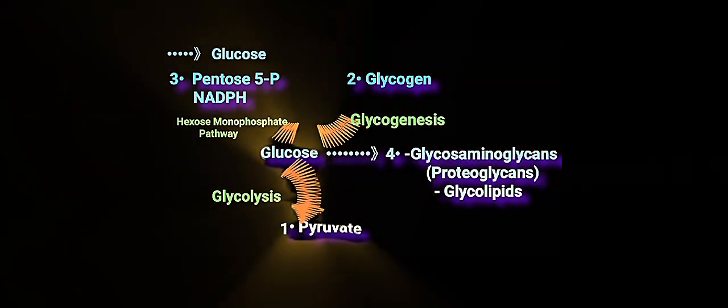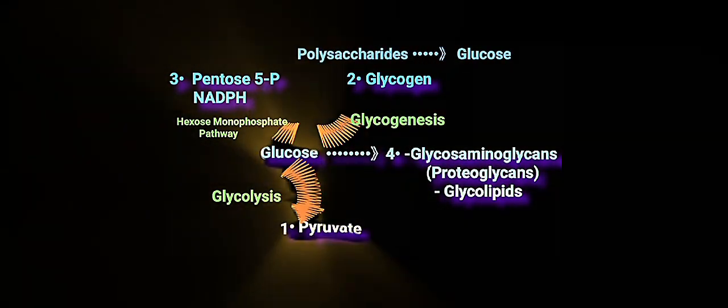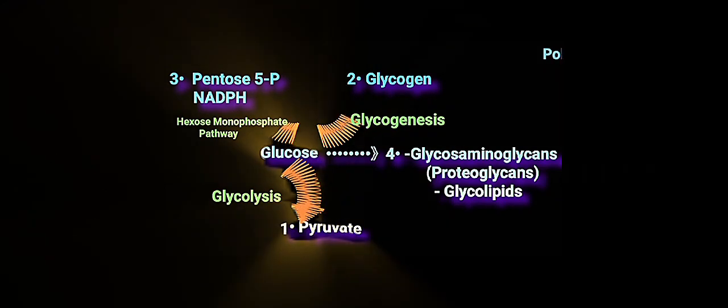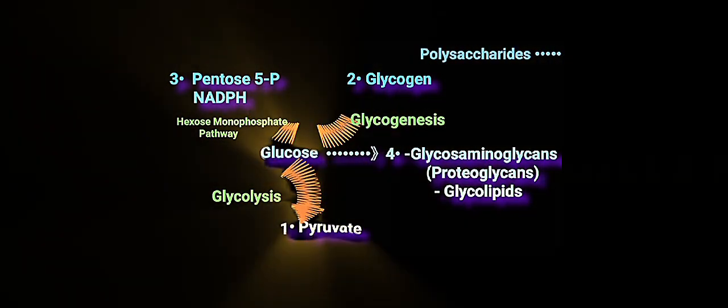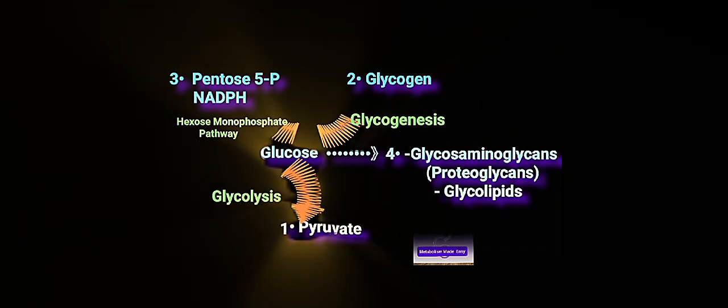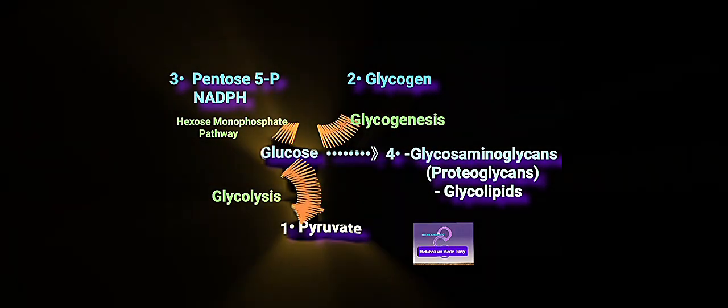The fourth important use is in glycosaminoglycans, which are important extracellular matrix components, and the glycolipids, which are plasma membrane components.